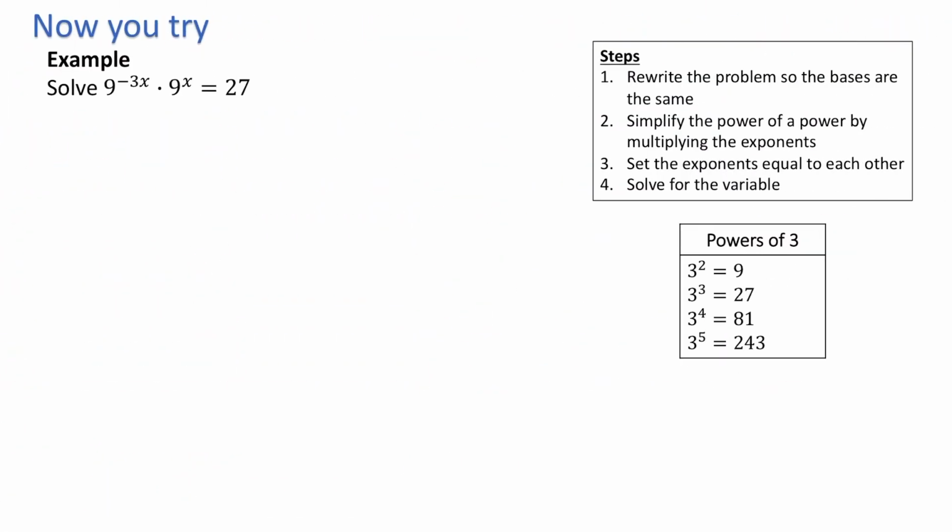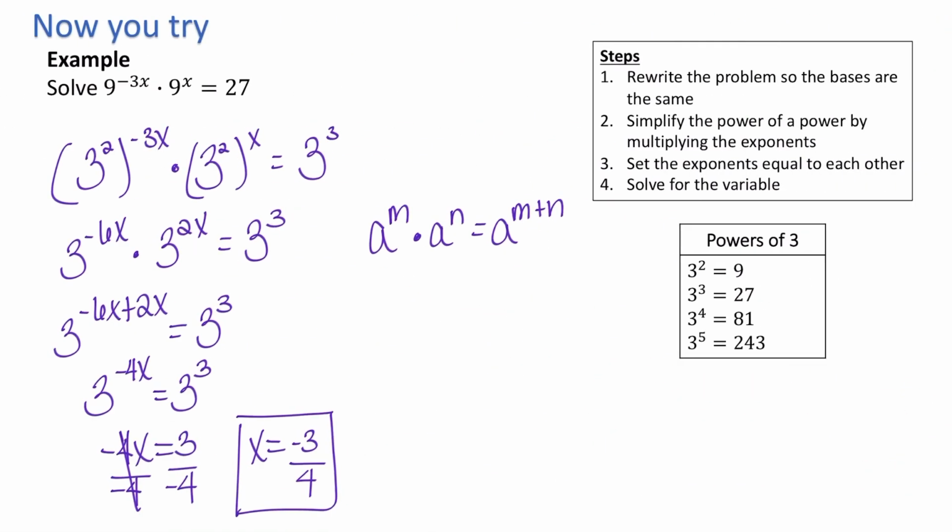Now you can go ahead and pause the video and try this example on your own. In this problem, we have 9 and we have 27. Notice that these are both powers of 3. So we're going to rewrite the 9 as 3 squared, and we rewrite the 27 as 3 cubed. So 3 squared to the negative 3x is 3 to the negative 6x. And then 3 squared to the x is going to be 3 to the 2x. So that equals 3 to the 3rd.